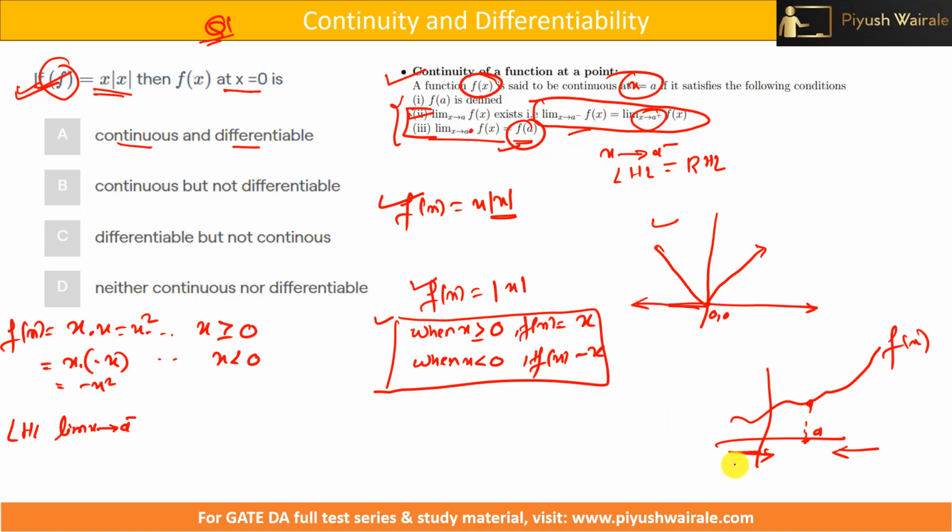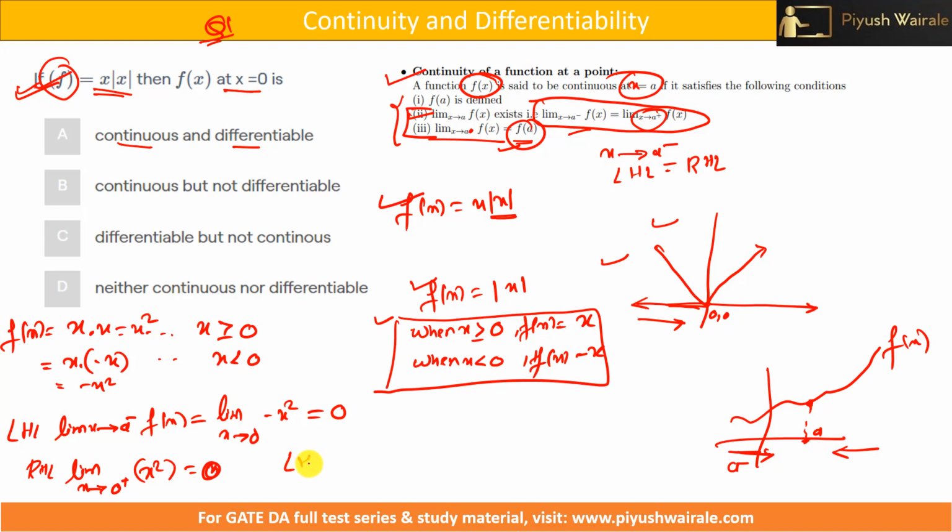So a negative means I am going from the left hand side up to this particular point. So what is this limit x tends to a of f of x? So x tends to a negative means I am going from the left hand side, so x will be less than 0 in this case for f of x. So the value of f of x when I go from a negative will be minus x square, that is limit x tends to 0 negative of minus x square. So the value of this limit is 0. What about the right hand limit? Same thing, limit x tends to 0 positive of x square, and the value will also be 0.